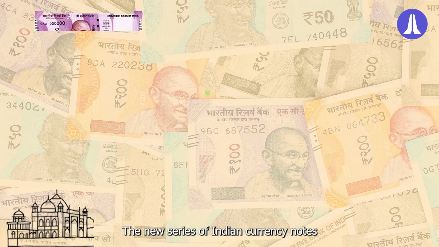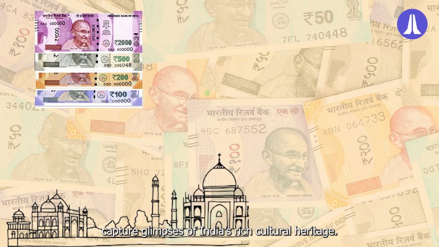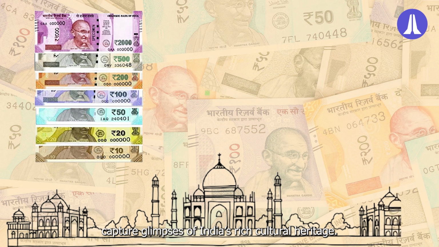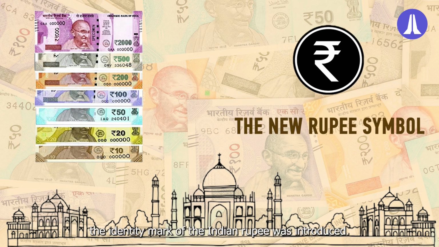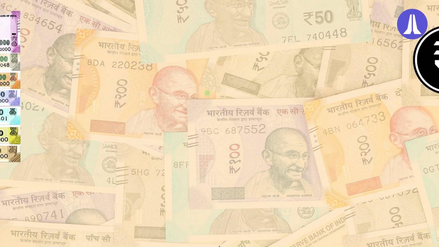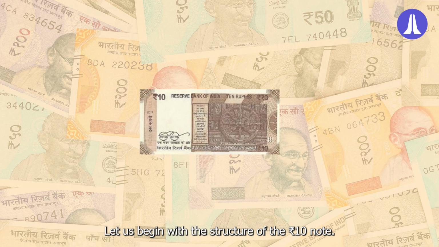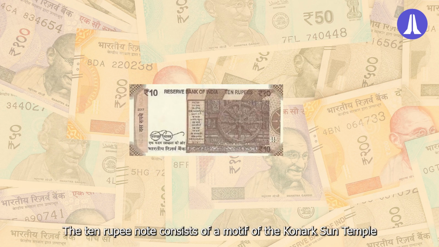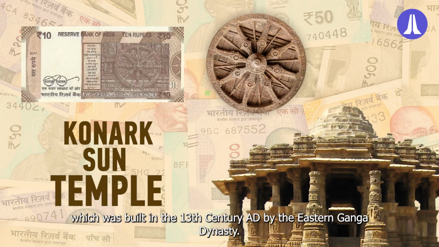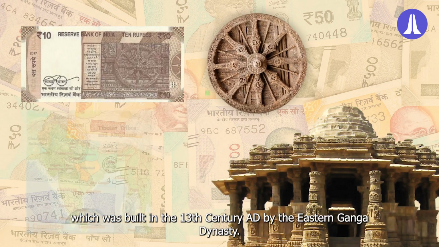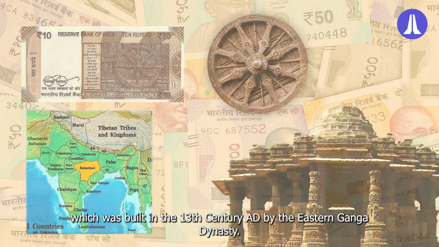The new series of Indian currency notes capture glimpses of India's rich cultural heritage. We are already aware that in 2011, the new rupee symbol, the identity mark of the Indian rupee, was introduced. Let us begin with the structure of the rupee 10 note. The 10 rupee note consists of a motif of the Konark Sun Temple, which was built in the 13th century AD by the Eastern Ganga dynasty.